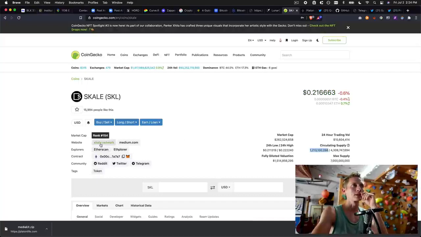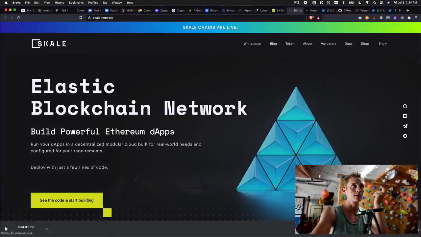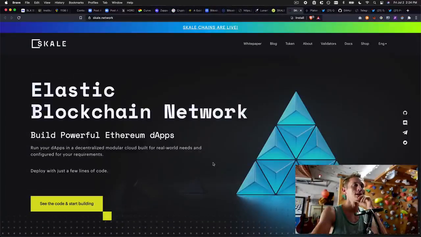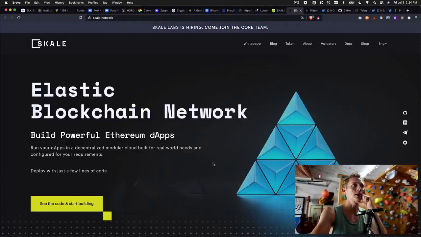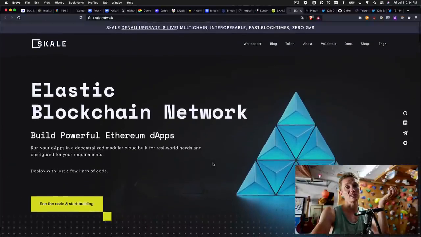But let's take a look at their website. Let's see if they do a better job of explaining what their project is. Elastic Blockchain Network. Build powerful Ethereum dApps. Run your dApps in a decentralized modular cloud built for real-world needs and configured for your requirements. Deploy with just a few lines of code. So already I understand this a lot more.